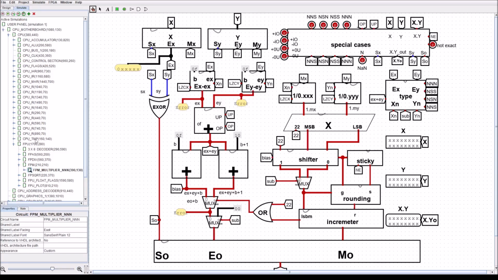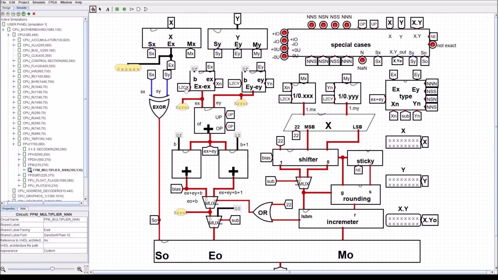So you can see here we've got the same circuit set up that we've seen in the schematic. So we've got the x and y coming in. We're going to split the x and the y into the sign, the exponent and the mantissa. The sign bits go into an exclusive OR, and the exclusive OR will tell us the sign of the output.